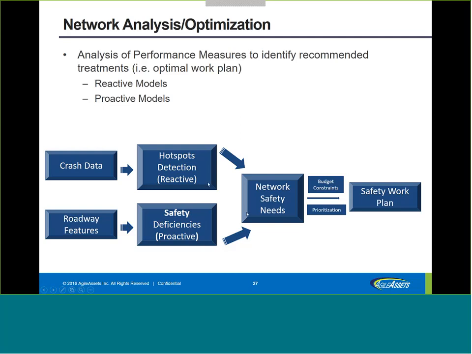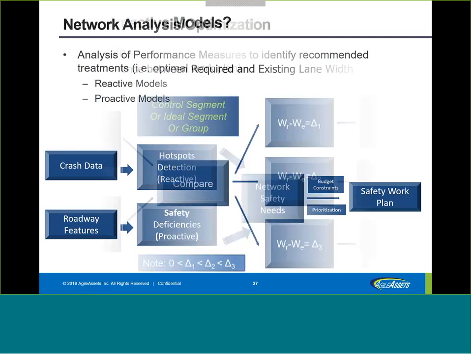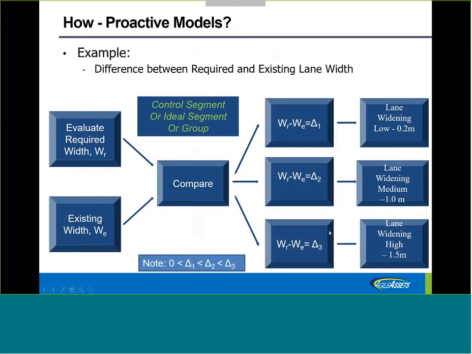Either way, whether you do the reactive or proactive way, you have a network, you have a need for safety improvement. And that need for safety improvement has some budgetary constraint, and you also need to prioritize it. So this is where the optimization is helping you. You have some safety need, you already identified your treatment, but this tool is helping you decide what should be your ultimate work plan based on these constraints. This is another example of how we formulate that problem.